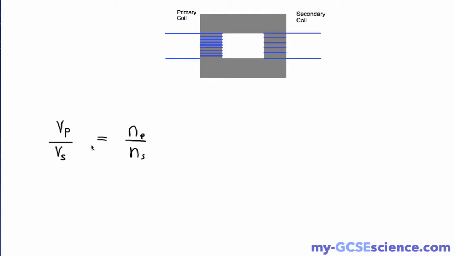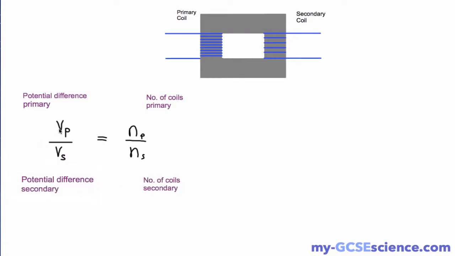Remember, these are given to you in the exam. You'll be told what the meaning of each one of these is, but you won't be given the units. So let's have a quick look at what all these mean. For the first part of the equation here we have Vp, so this is the potential difference in the primary coil. So here's our primary coil, and we have alternating potential difference here, remember. And the second one here is the voltage or the potential difference in the secondary coil, Vs, and that is the same as the number of coils in the primary divided by the number of coils in the secondary coil.